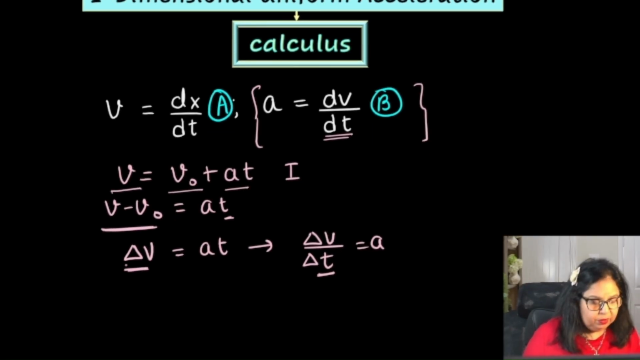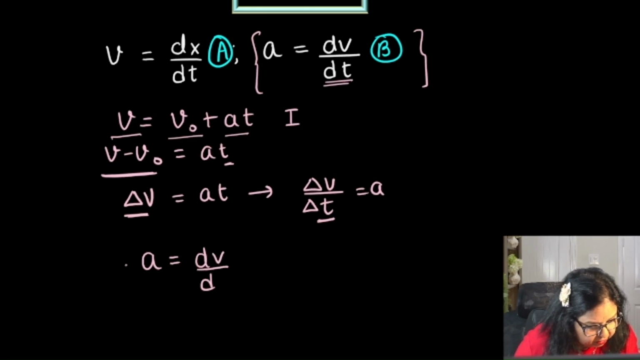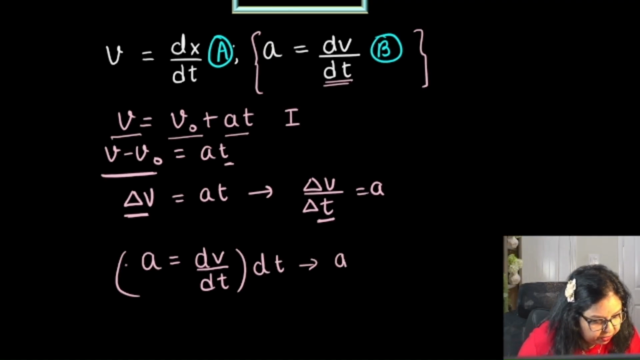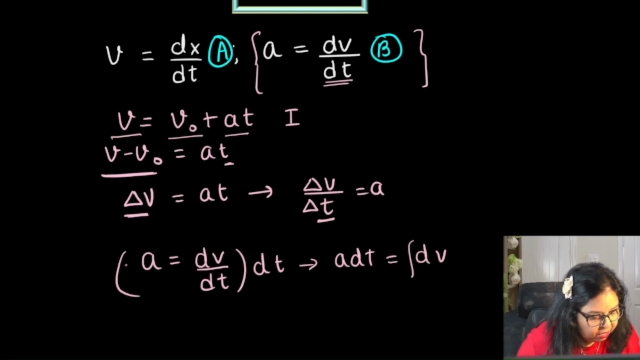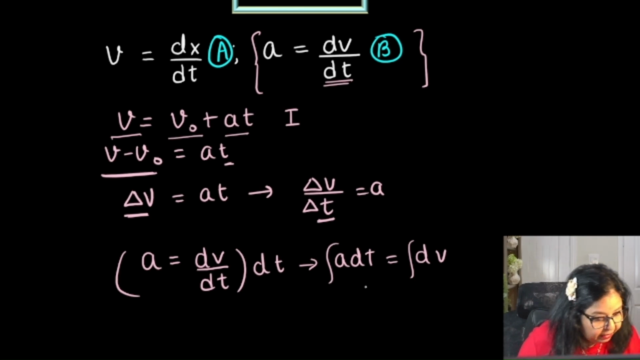Let's see how. So we're beginning with a equals dv over dt. Go ahead and multiply both sides of this equation by dt. That will give you a dt equals dv. Now go ahead and take the integration on both sides. Here on the left-hand side, a is a constant.